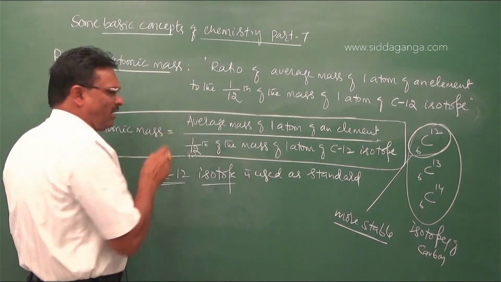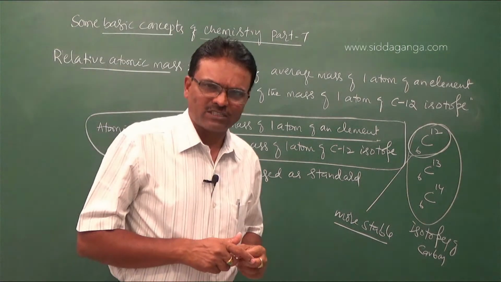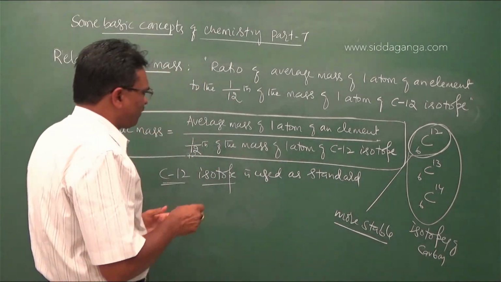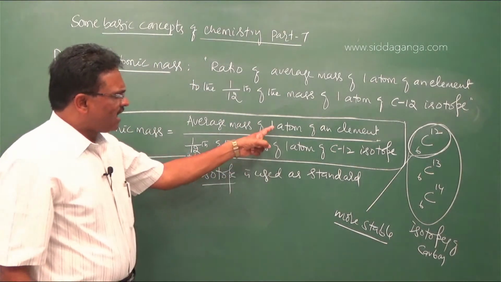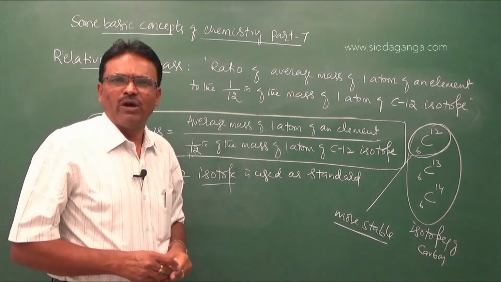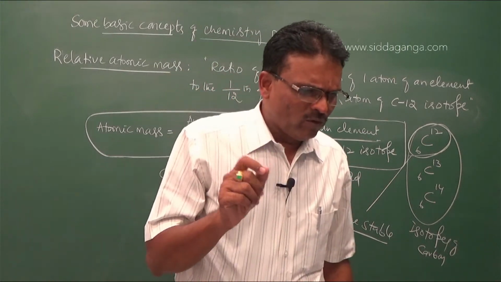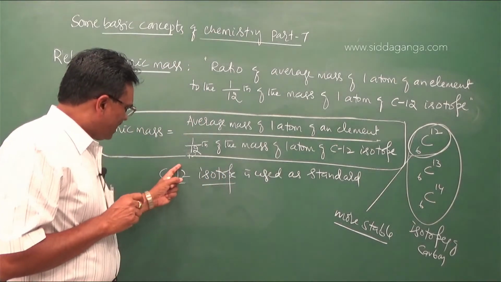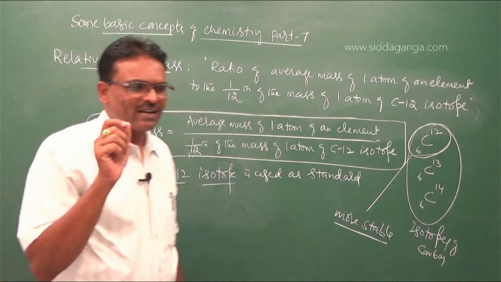So what is the exact meaning of relative atomic mass? Relative atomic mass: the average mass of one atom of an element, how many times greater it is than 1/12 of the mass of one atom of the carbon 12 isotope. So we know that in the case of carbon, 12 is the atomic mass of carbon. Clear? 12 is the atomic mass of carbon.